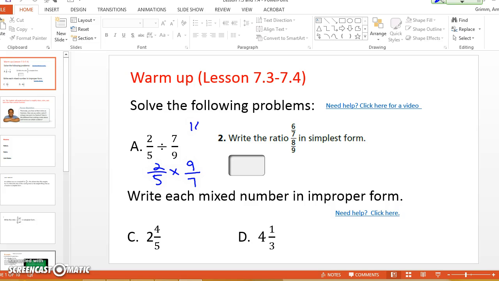So that would be 18/35. I checked to see if I can reduce that one, which I don't think I can, so that is it. I am done. Okay, second one, I taught you about complex fractions.